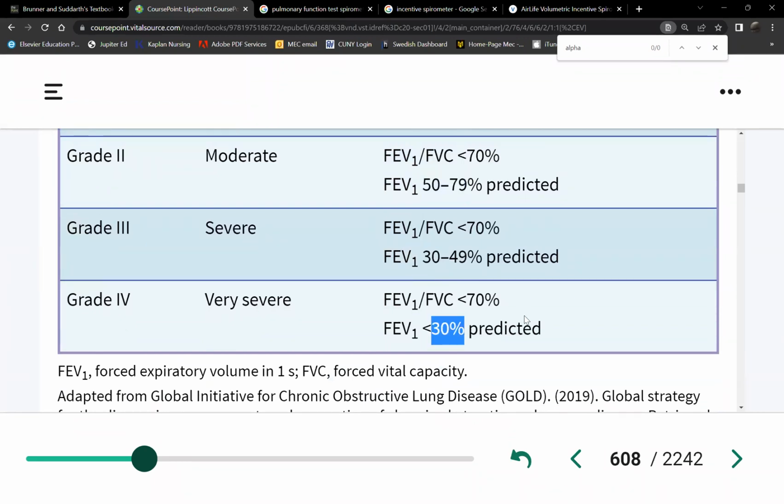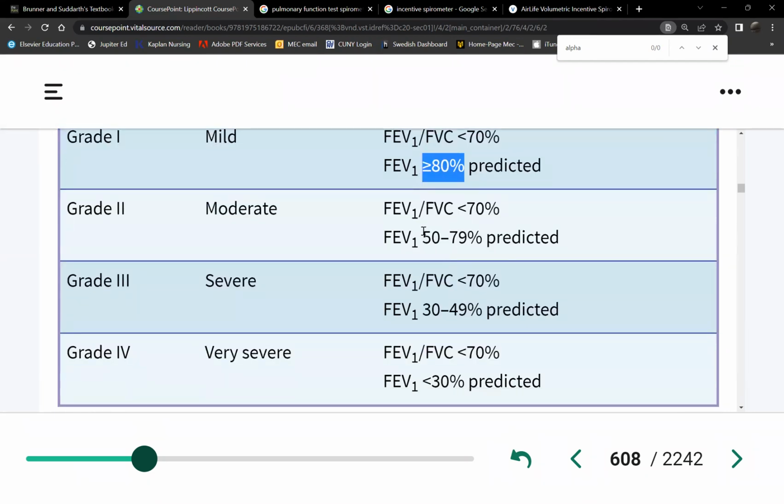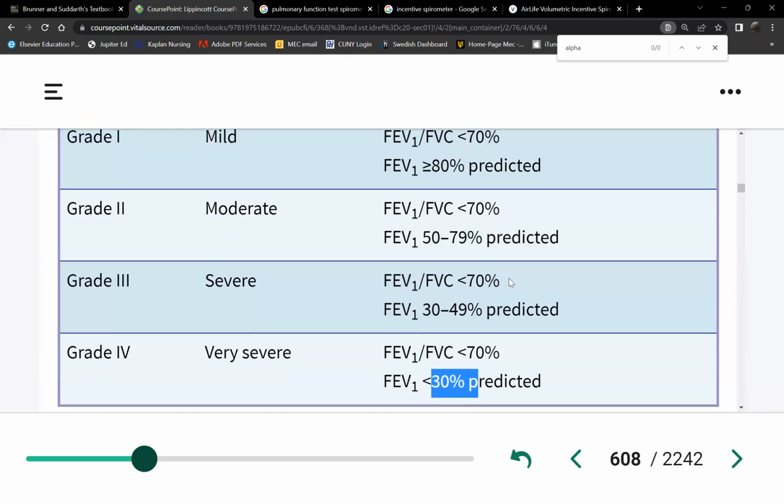Okay, that's pretty bad already. If your lungs are only able to do less than 30% of the total air that is supposed to be blown out, then that's pretty bad. Okay, so FEV1 over 80%, that's grade 1, 50 to 79, grade 2, grade 3, 30 to 49, less than 30, grade 4. Now, what do we remember from heart failure classification?